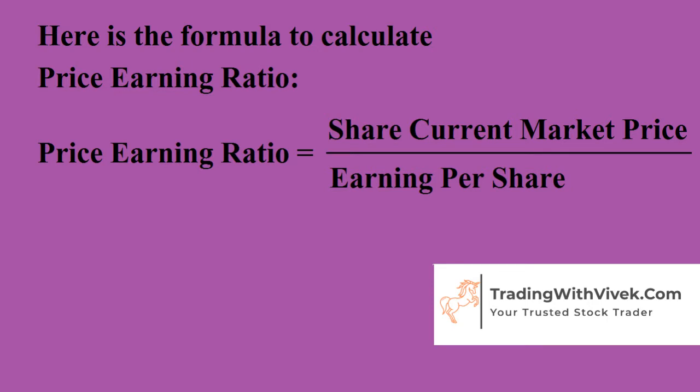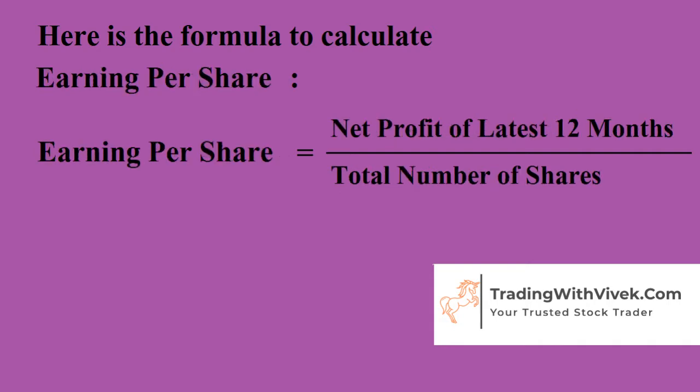Price earning ratio is derived if we divide a share's current market price by earning per share. So, how do we derive earning per share? The earning per share is derived if we divide the net profit of the company for a year by the total number of shares. And here we should consider net profit of the previous 4 quarters and not of the previous financial year, because the previous 4 quarters are much more updated.